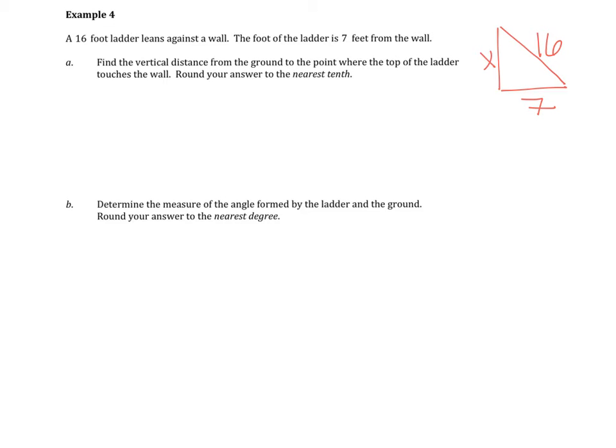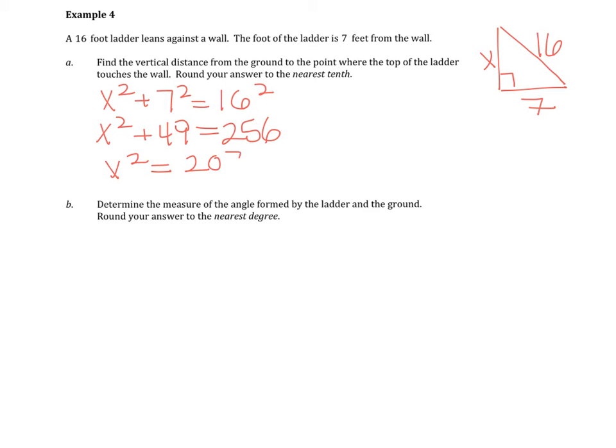So that's x. Since we're looking for the third missing side of a right triangle, you can use the Pythagorean theorem for this. So we have x squared plus 7 squared equal to the hypotenuse squared. Go ahead and solve for x. So when you take the square root of 207, you're going to get x is approximately equal to 14.4 when rounding to the tenth spot.